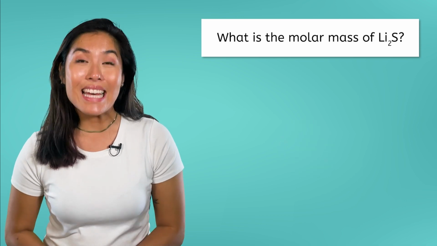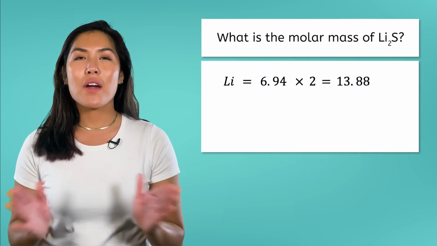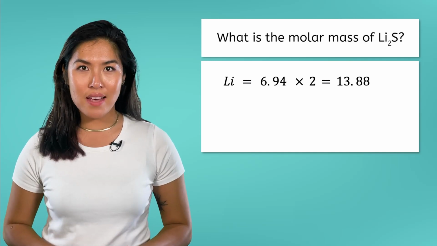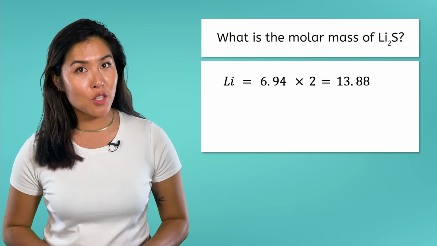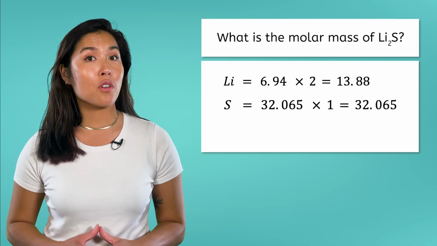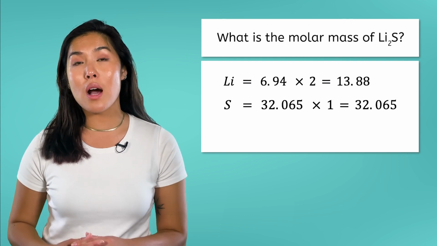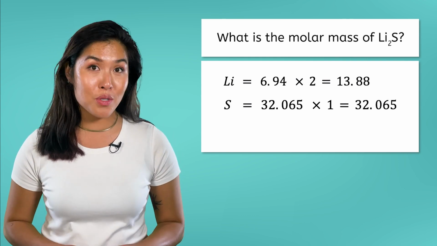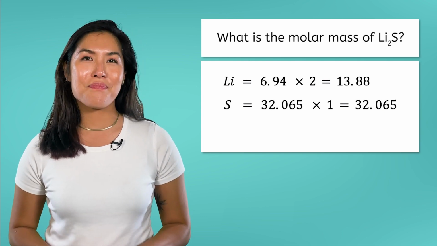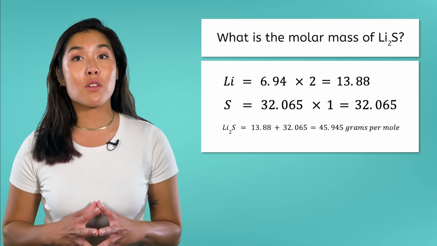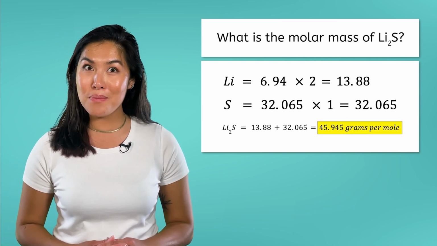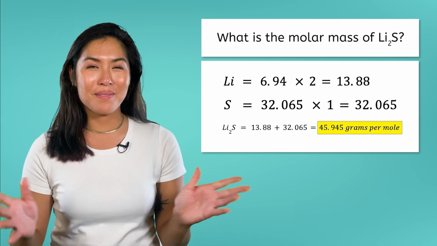Welcome back! Let's see how you did. We have 2 atoms of lithium, so we multiply lithium's atomic mass of 6.94 by 2 and get 13.88. We have 1 atom of sulfur, so we multiply sulfur's atomic mass of 32.065 by 1 to get 32.065. Now, we add those numbers together for a total of 45.945 grams per mole.